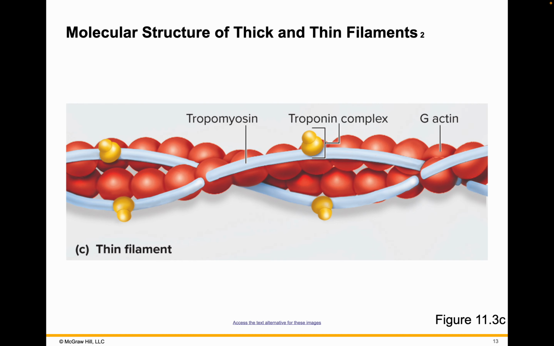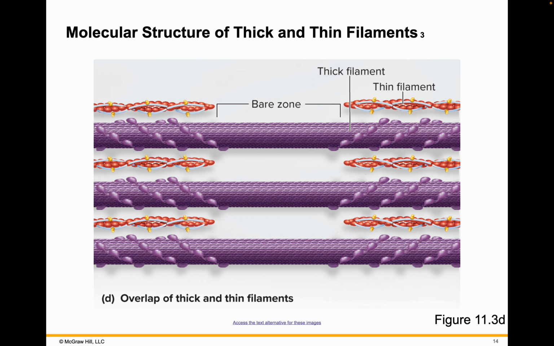Here's our thin filaments. So when we put the two together, the thick filaments and the thin filaments, we have the bare zone in the middle with the myosin heads and the actin filaments up above them, or on the other side of them, really.